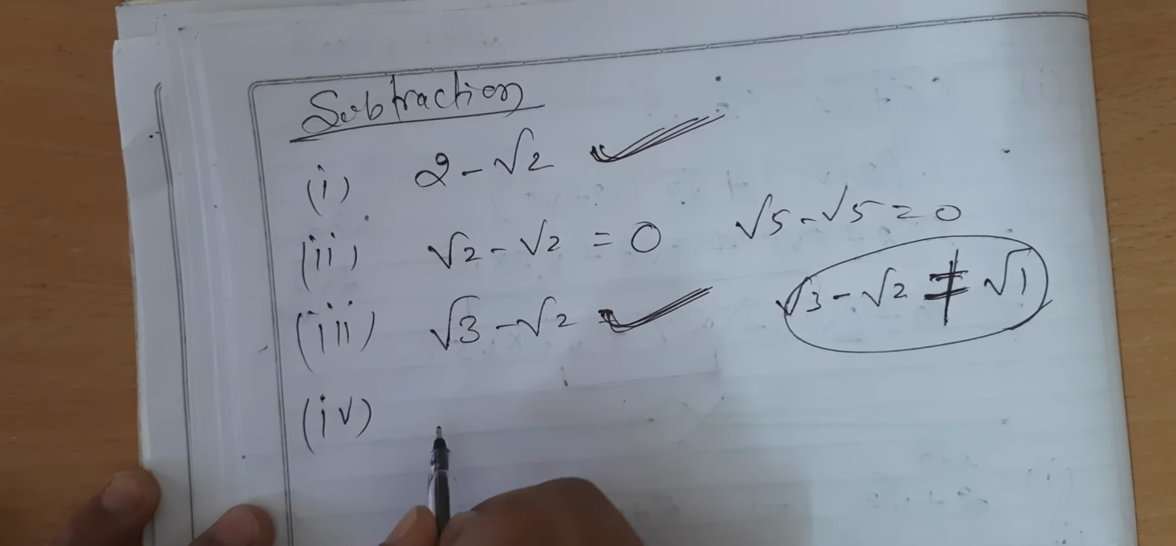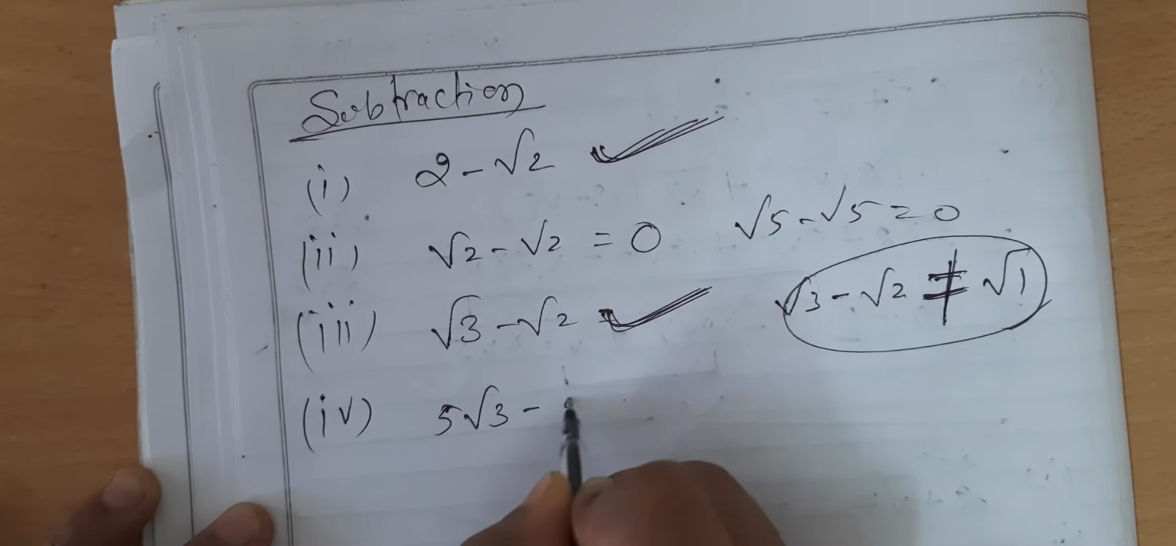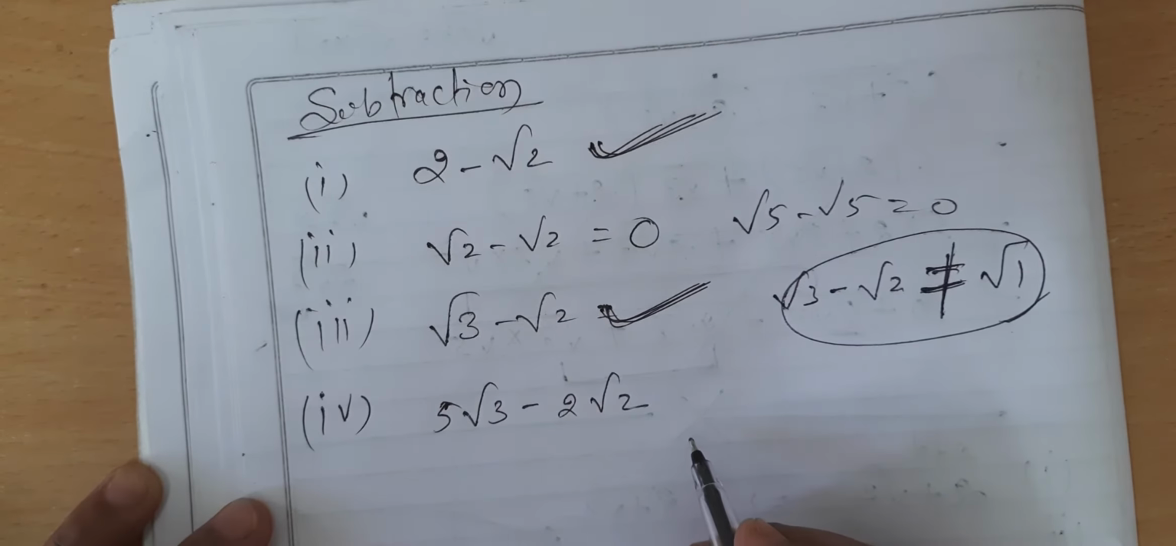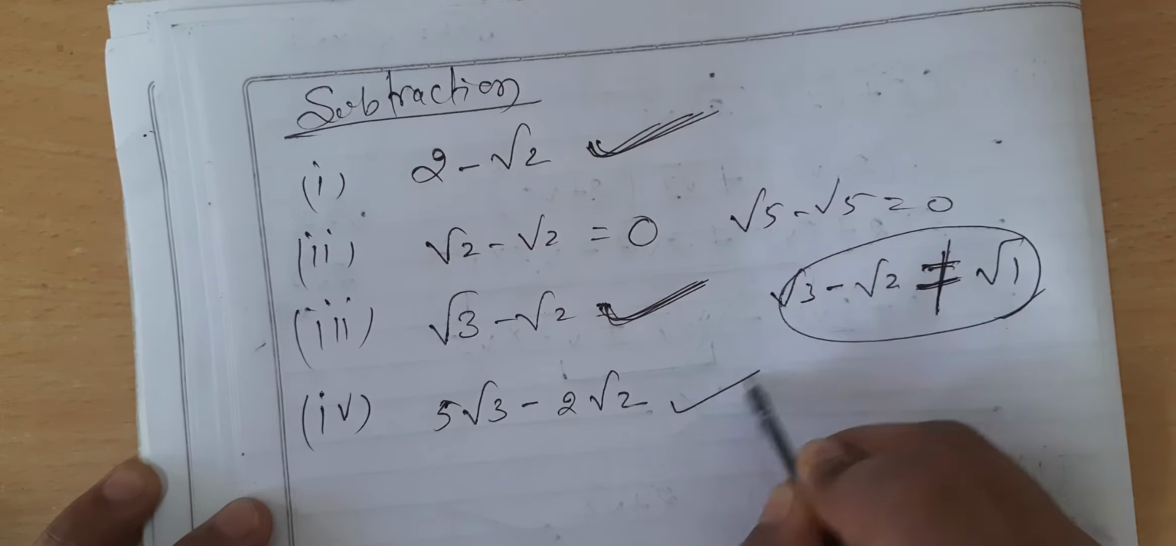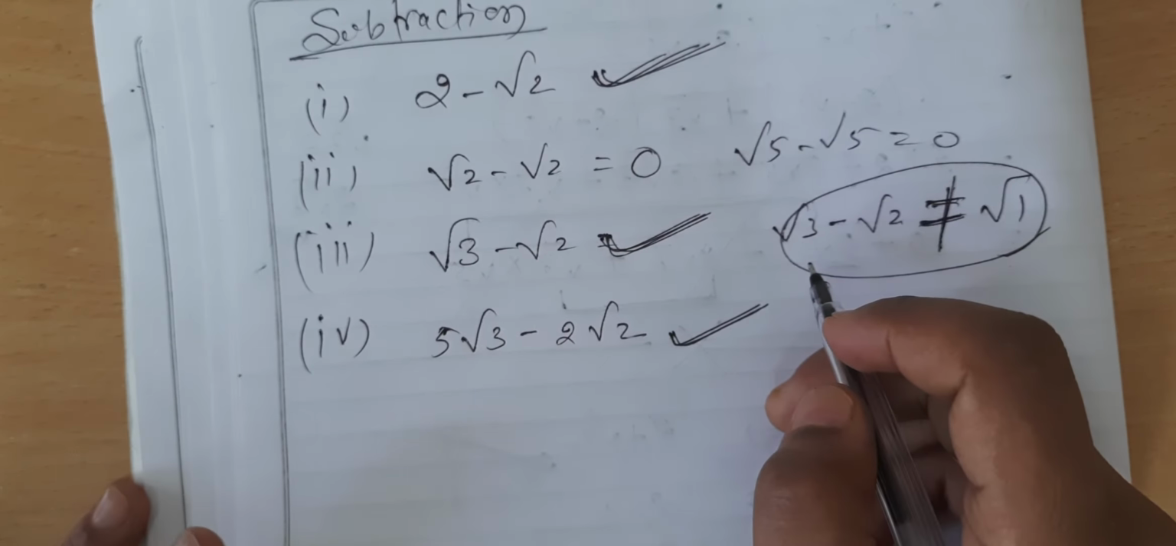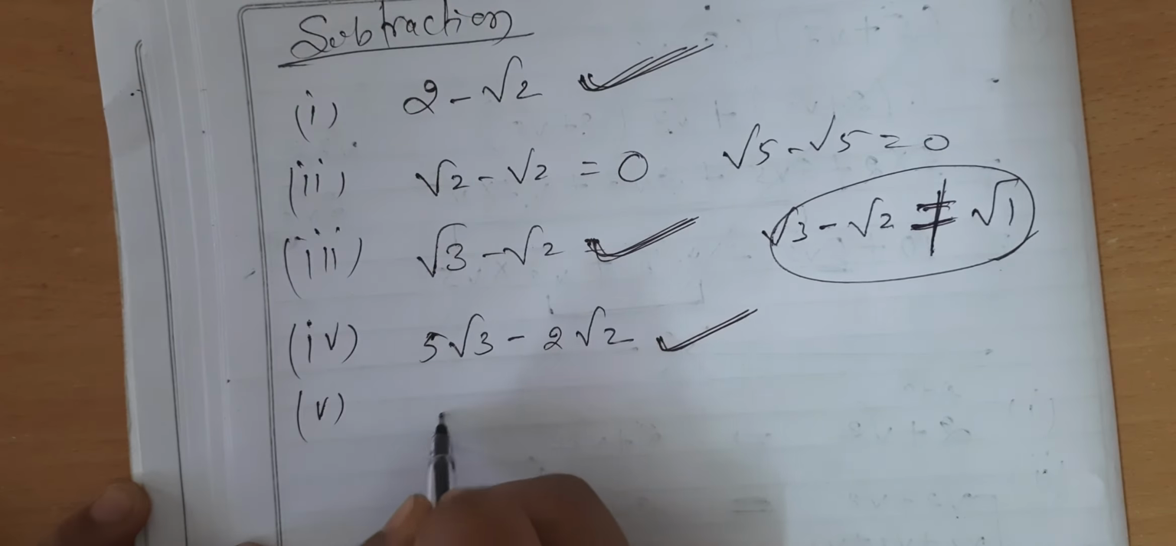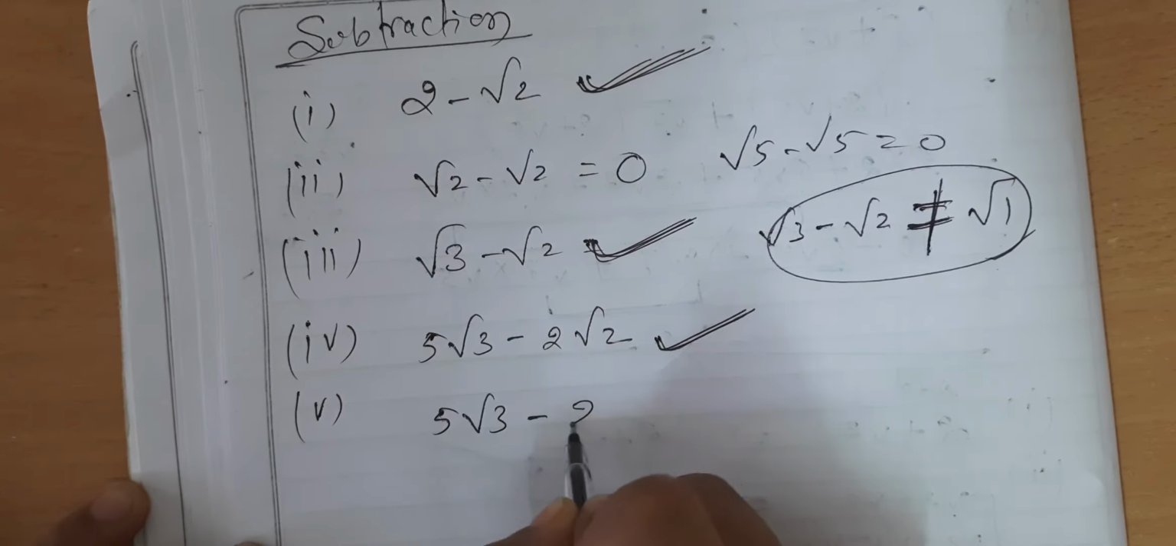The next number I am taking is 5 root 3 minus 2 root 2. Can we subtract? Say no. No madam, this is the only answer. Okay. Next, 5 root 3 minus 2 root 3.